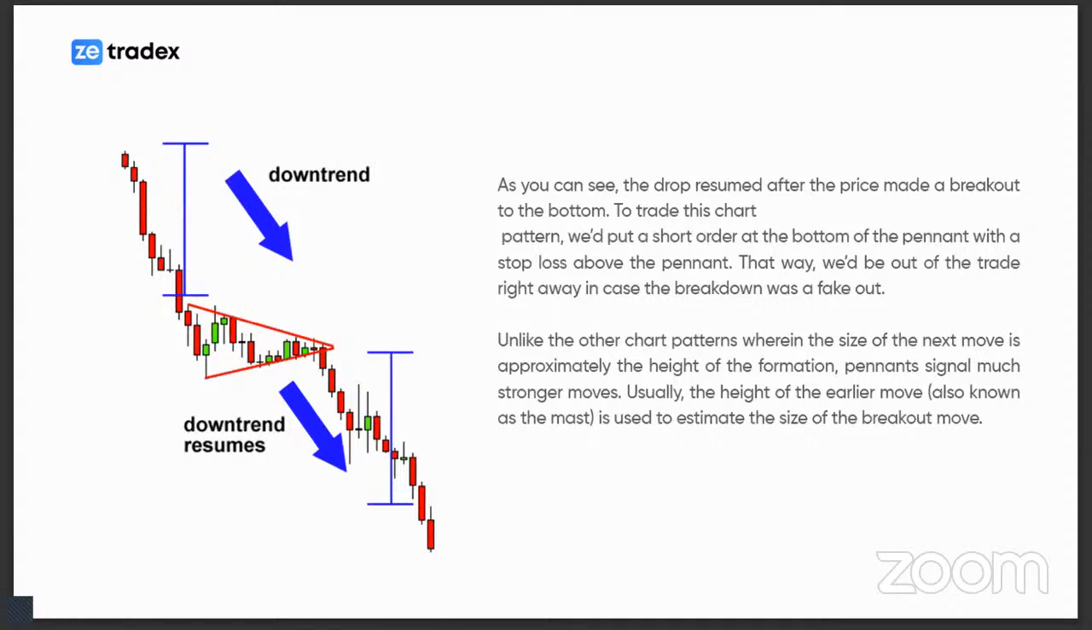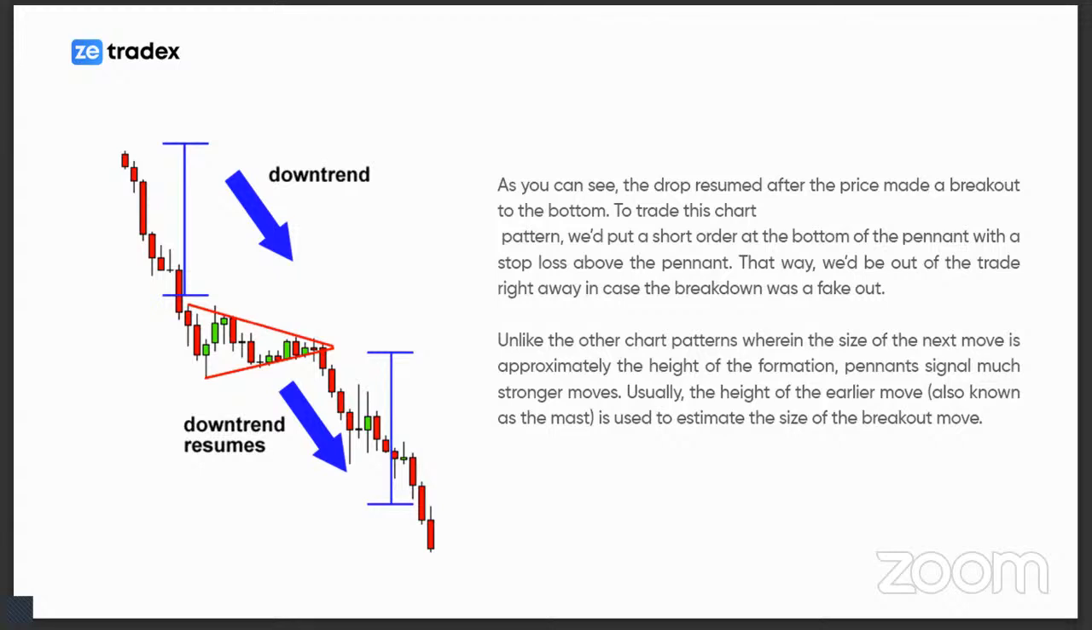Now, right after you draw your trend line, or rather your wedge pattern, as you can see, the drop resumed after the price made a breakout to the bottom. Now, for you to be able to trade this kind of chart pattern, you put a short order at the bottom of the pennant with a stop loss above the pennant. That way, we'll be out of the trade right away in case the breakdown was a fake out.